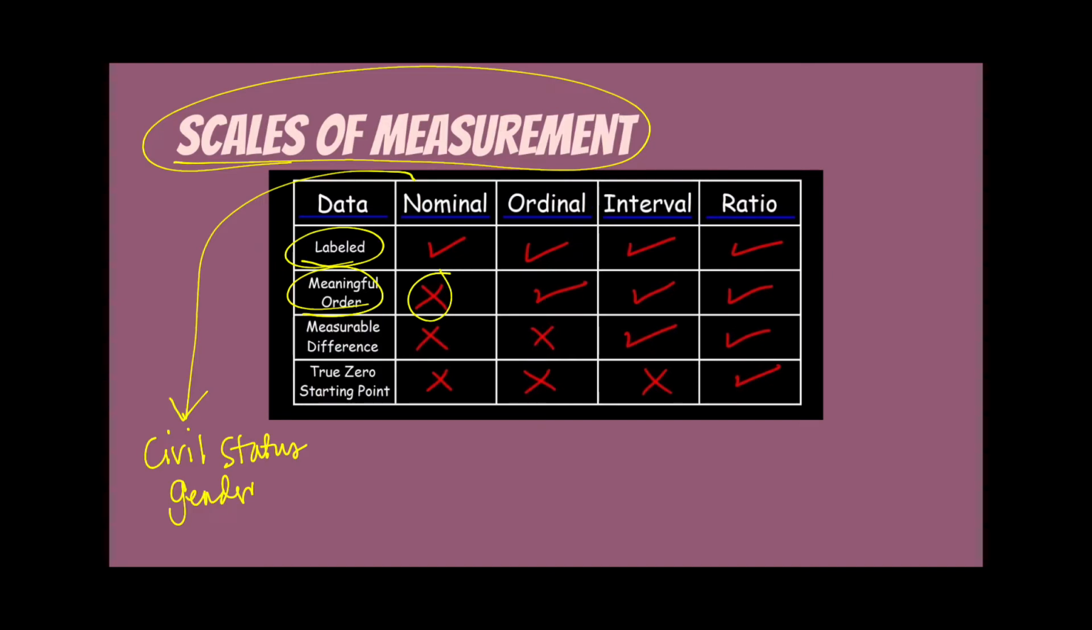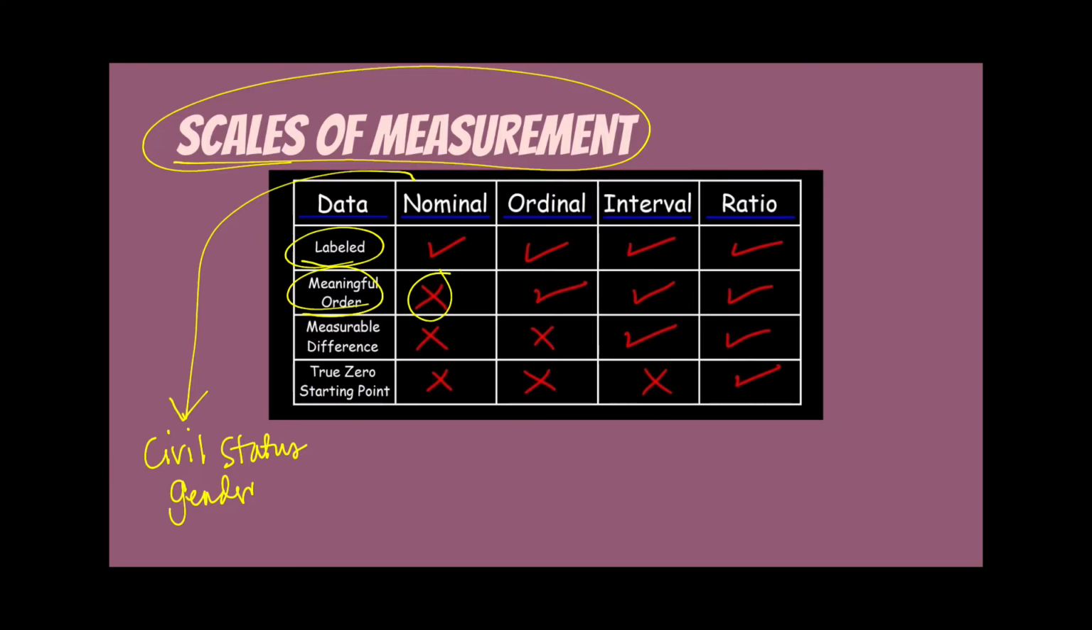So there's no meaningful order for these categorical variables. Again, nominal variables, nominal measures, or nominal scales are categorical variables that do not have a meaningful order.